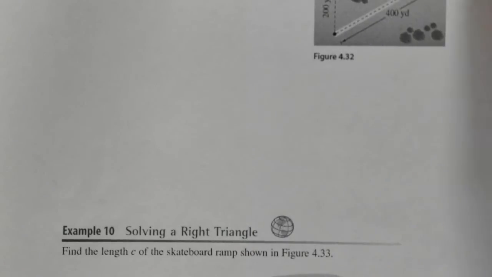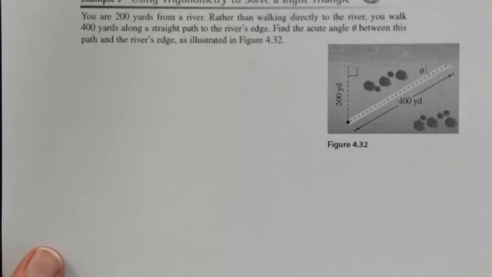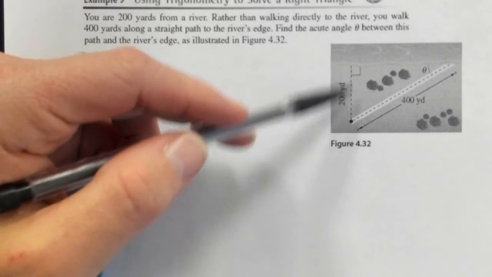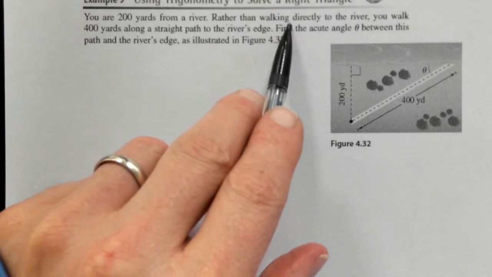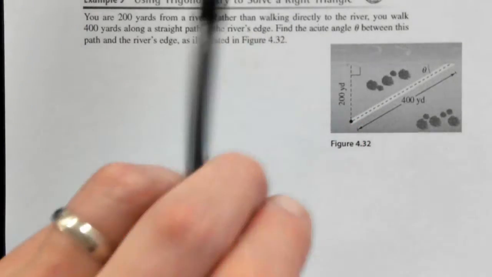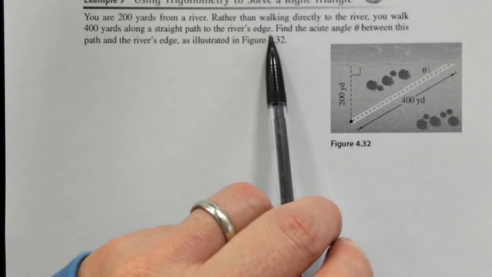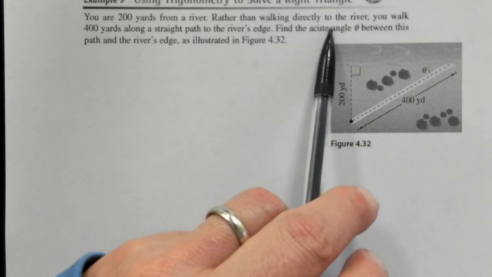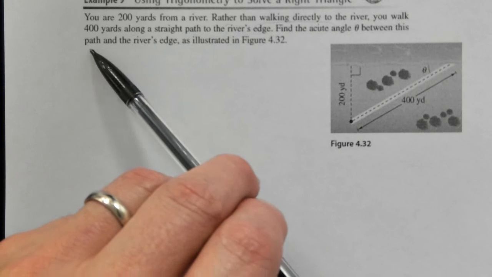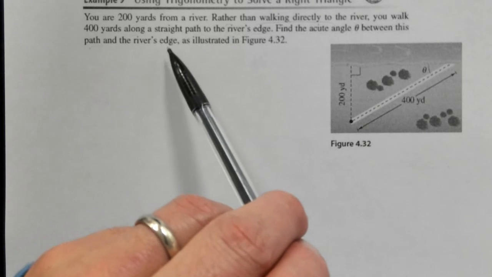Let's try another one. Okay, so again, on this next one, I actually gave you the figure this time. But it says you are 200 yards from a river. Okay, so you're 200 yards from a river. Rather than walking directly to the river, you walk 400 yards along a straight path to the river's edge. Find the acute angle between the path and the river's edge.